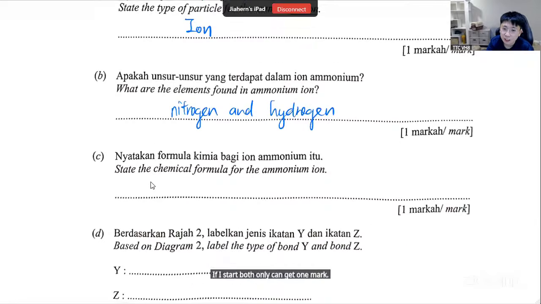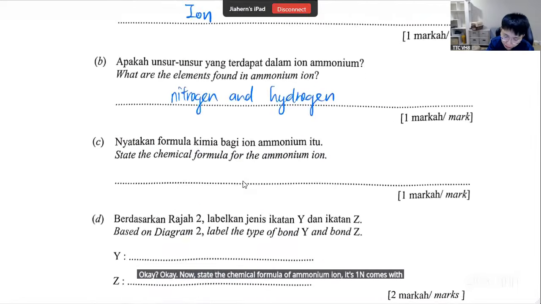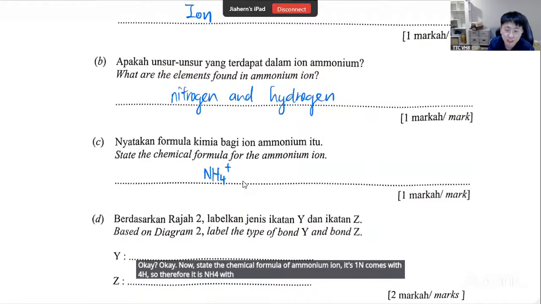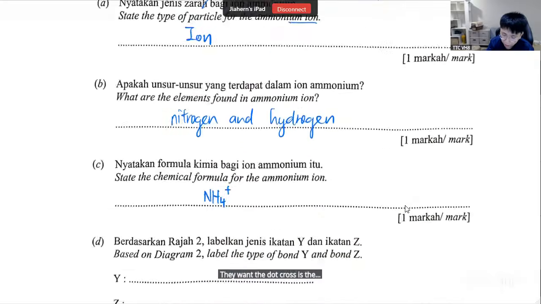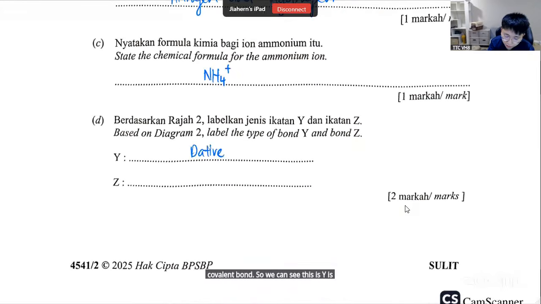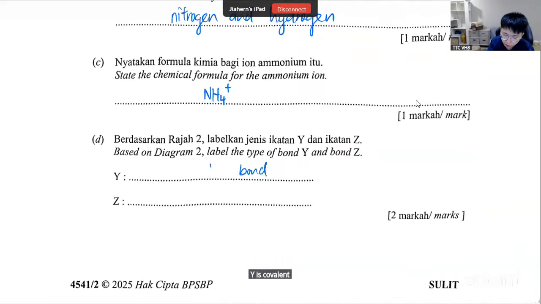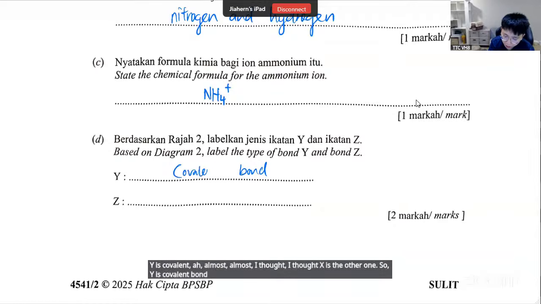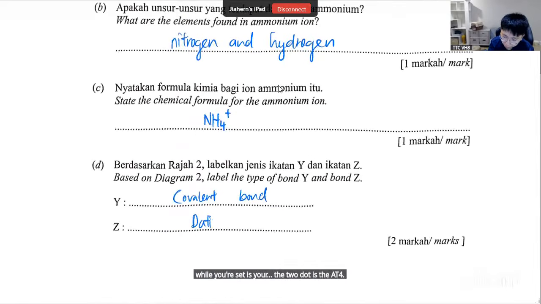Now state the chemical formula of ammonium ion. It's 1 N comes with 4 H, so therefore it is NH4 with a plus. And then what we can say, the 2 dots is dative bond. The dot cross is the covalent bond. So we can say this Y is dative bond, while your X, wait. Y is covalent. Almost. I thought X is the other one. So Y is covalent bond, while your Z, the 2 dots, is dative bond. So I think this one no issue.